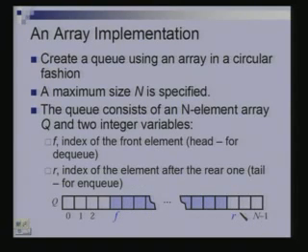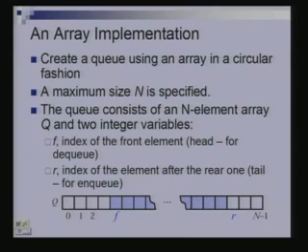How do we implement a queue? We are going to use an array to implement a queue, and we are going to use it in a circular fashion. What does that mean? Right? Suppose someone tells us that this queue is never going to be larger than n elements. So, I am going to allocate an array of size n.